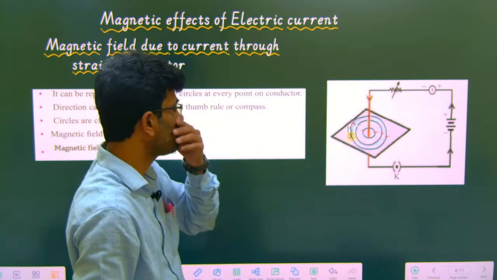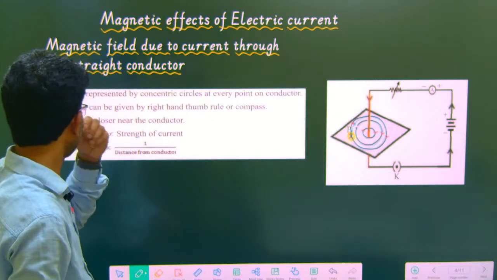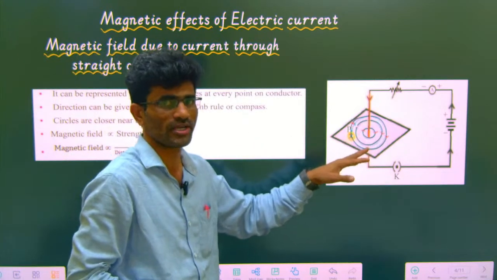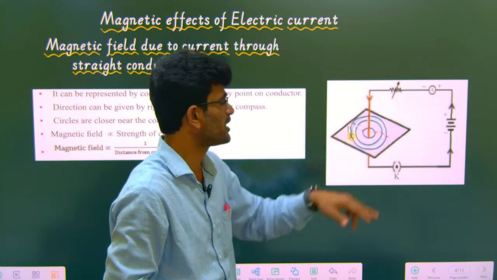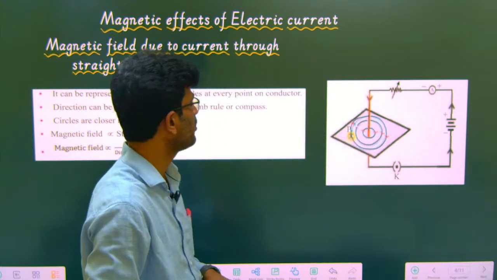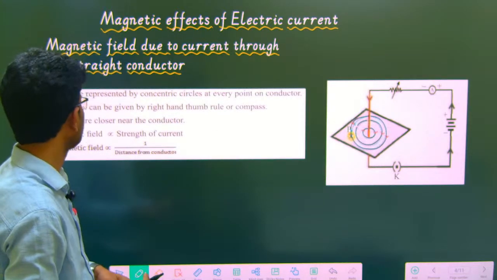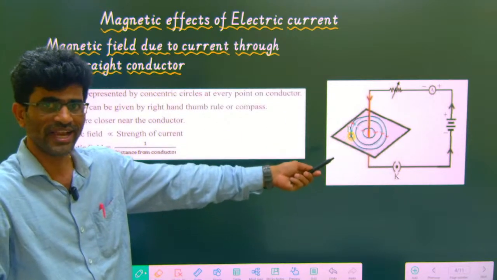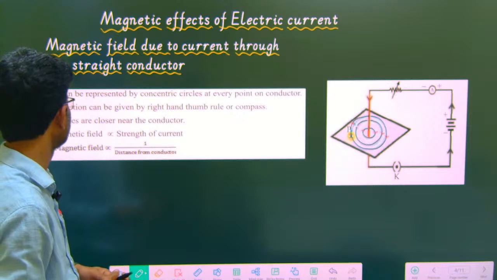So about this diagram you have to know. Here it can be represented by concentric circles at every point on the conductor. Hope everybody knows what concentric circles are: one single center, different radii. So in this concentric circles format, magnetic field lines will be produced around the straight conductor when current is passed through it. And the direction of the magnetic field lines we can find out by using the right hand thumb rule or a compass.